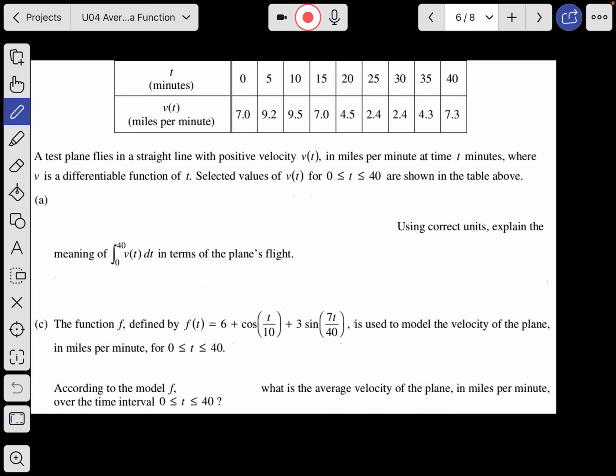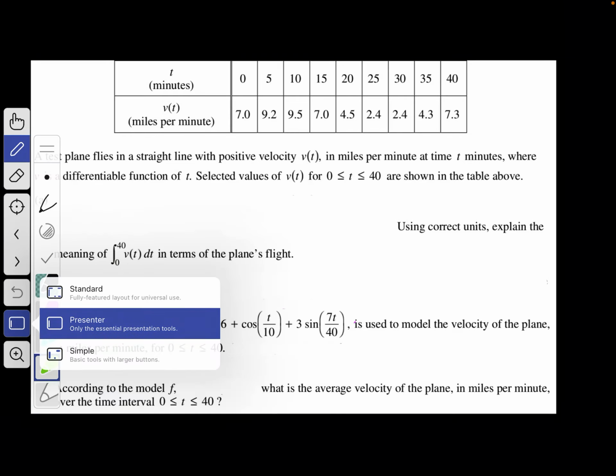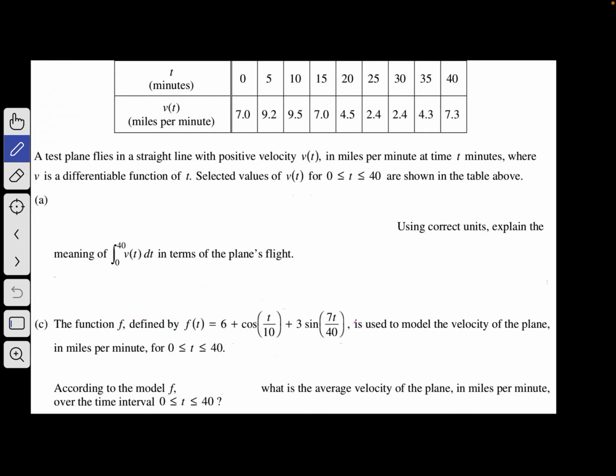Let's take a look at one more. I've kind of whited out some of the portions because I just really want to focus on the average value. And so we have a test plane flies in a straight line with positive velocity in miles per minute at time t minutes, where v is a differentiable function of t, selected values of v of t for a time between 0 and 40 are shown in the table above. Using the correct units, explain the meaning of the integral from 0 to 40 of v of t in terms of the plane's flight.